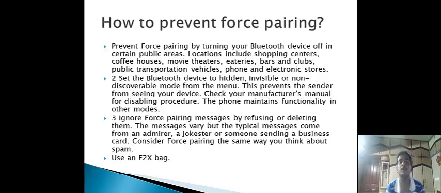An E2X bag is a bag which prevents all other signals from entering it. It blocks all the signals except our mobile signal, and thus it is one of the most sophisticated methods to prevent force pairing. As I said earlier, this is one of the most feasible methods for data theft. We must be very careful to prevent this, and if we follow the simple methods told in this slide, we can successfully prevent force pairing.